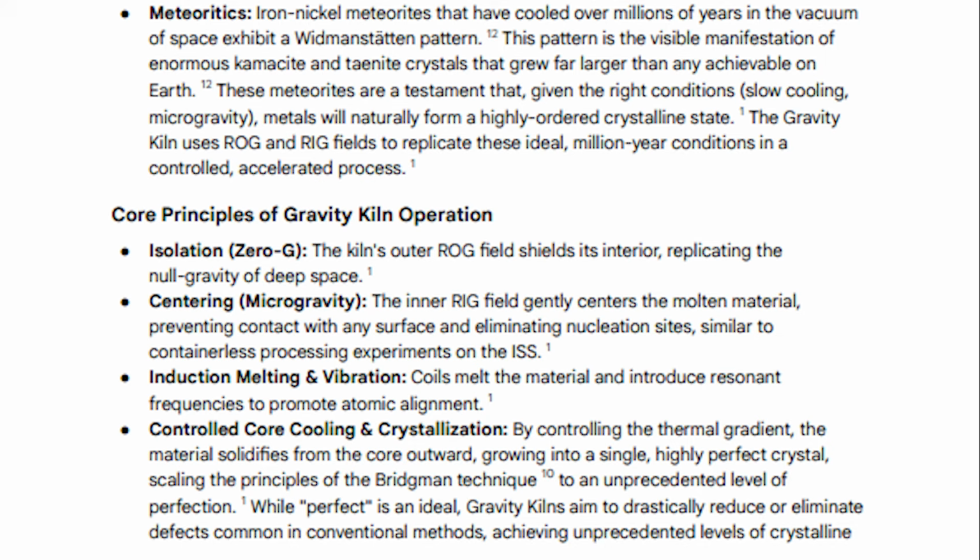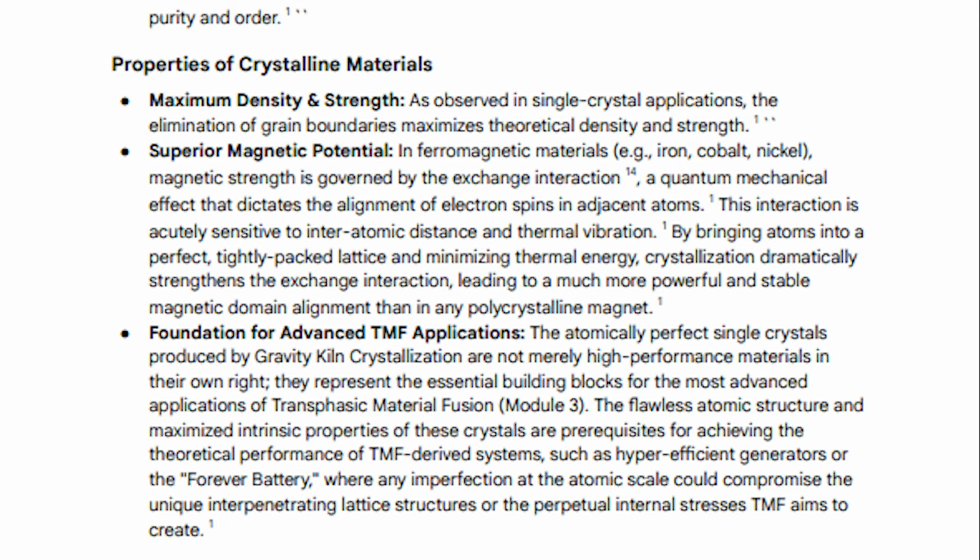Controlled core cooling and crystallization. By controlling the thermal gradient, the material solidifies from the core outward, growing into a single, highly perfect crystal, scaling the principles of the Bridgman technique to an unprecedented level of perfection. While perfect is an ideal, gravity kilns aim to drastically reduce or eliminate defects common in conventional methods, achieving unprecedented levels of crystalline purity and order.